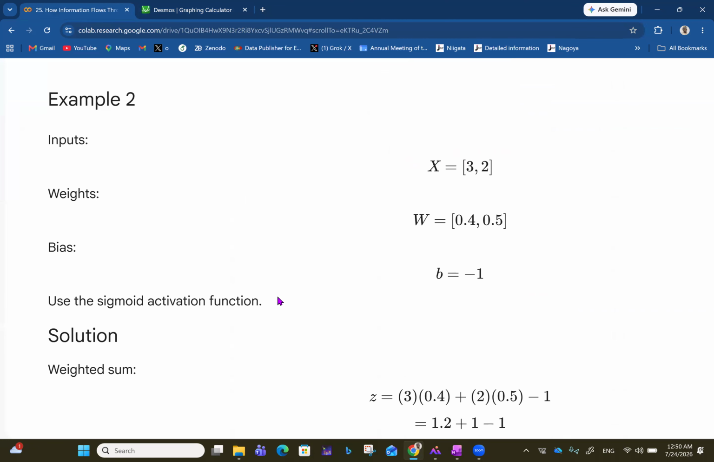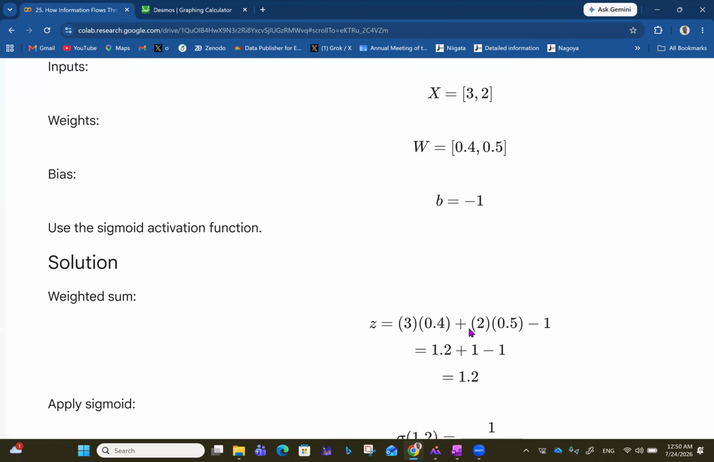Okay, so example 2 now, you have input 3, 2, with weights 0.4, 0.5. So 2 matters more than 3 here. Then the bias is minus 1. If you use the Sigmoid activation function, first of all, we calculate the weighted sum: 3 times 0.4 plus 2 times 0.5 minus 1. So this is 1.2 plus 1 minus 1, which is simply 1.2.